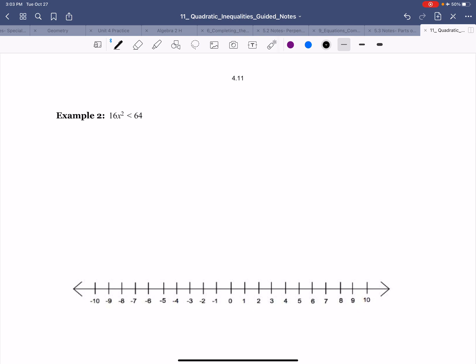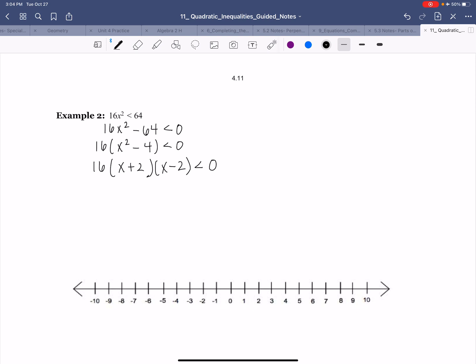So our first one is 16x squared is less than 64. So again, step 1 is to move everything to one side. So we're going to get 16x squared minus 64 is less than 0. Step 2, factor this, always checking for a greatest common factor. So we're going to get 16 times (x squared minus 4) is less than 0. Okay, factor this. This is difference of two perfect squares. So we're going to get (x plus 2)(x minus 2) is less than 0.